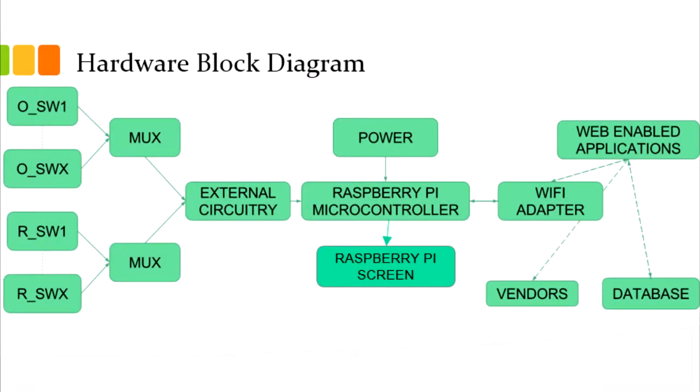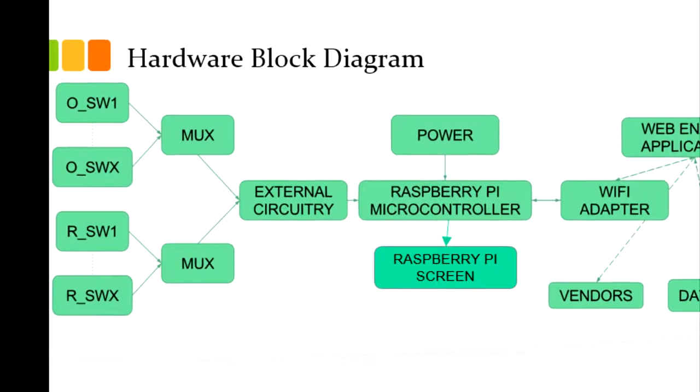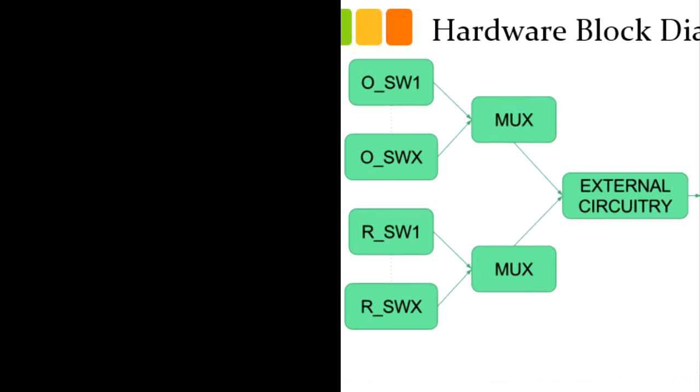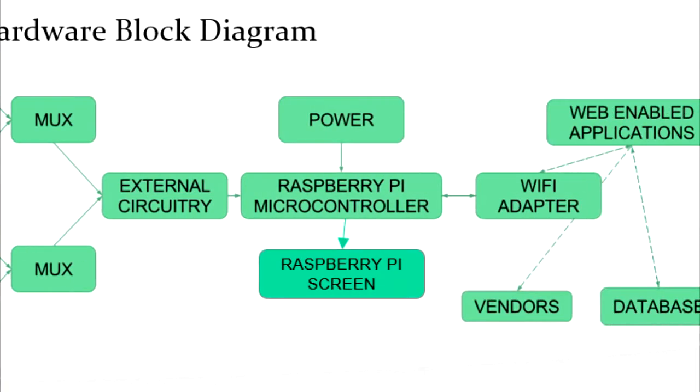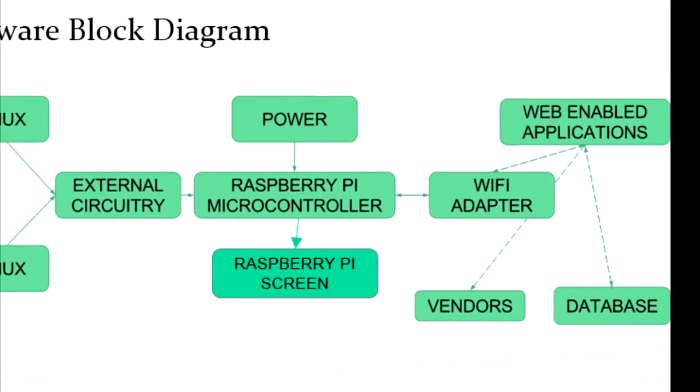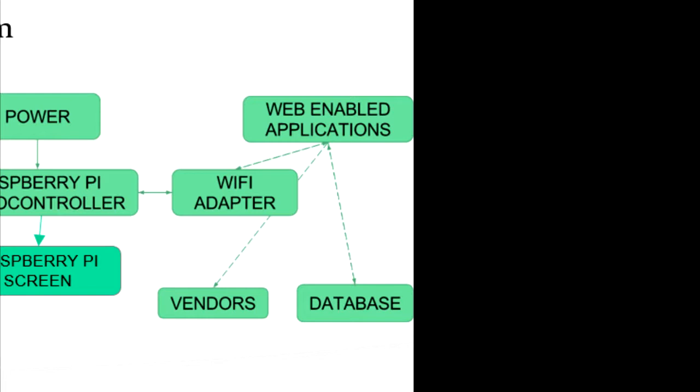Let's take a quick look at how the GTab hardware functions via a block diagram. The tactile buttons, which in our circuitry simply act as switches, are connected to some external circuitry, which helps us determine which item and/or vendor was selected. This information is then sent to our Raspberry Pi microcontroller, which is also connected to a display screen. The Pi is powered using a power bank. Via Wi-Fi, we are able to access our web-enabled applications and make changes to information stored in our databases, and send the final order to the vendors.